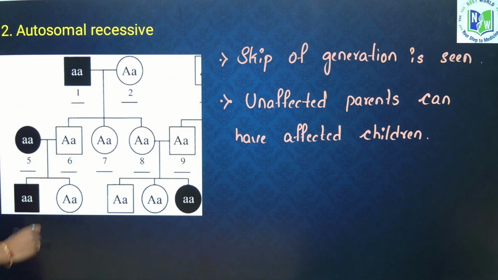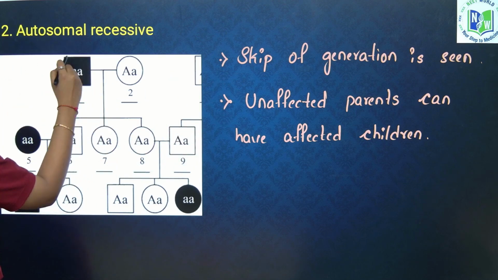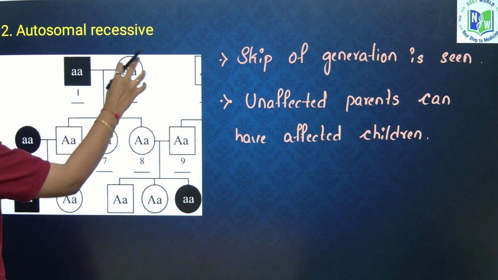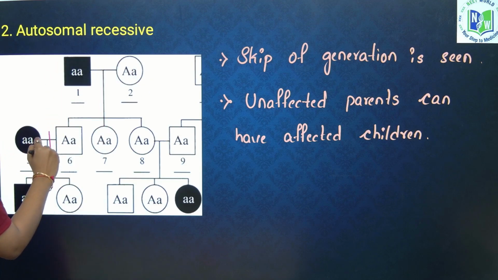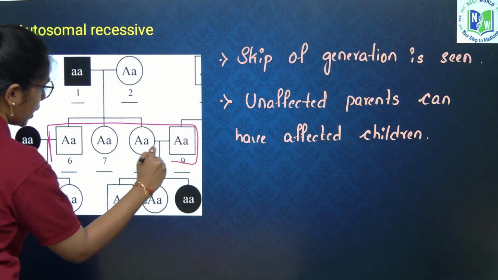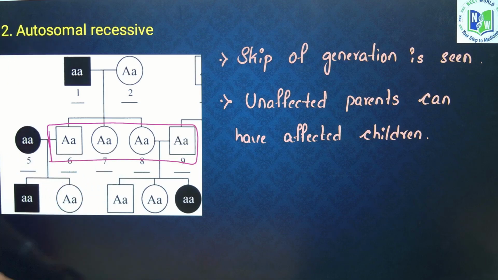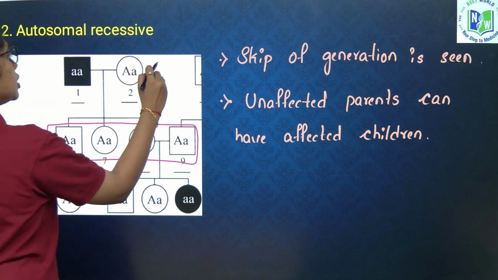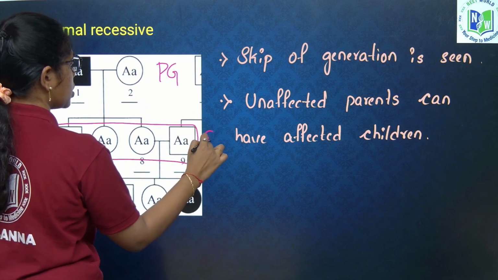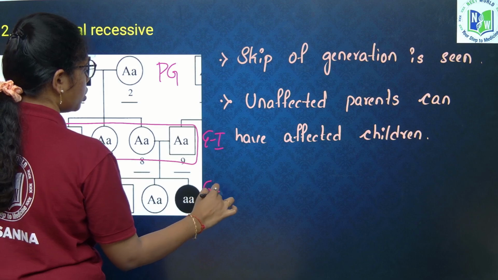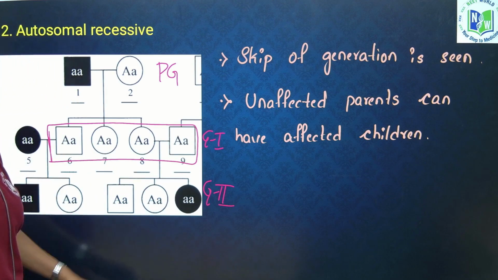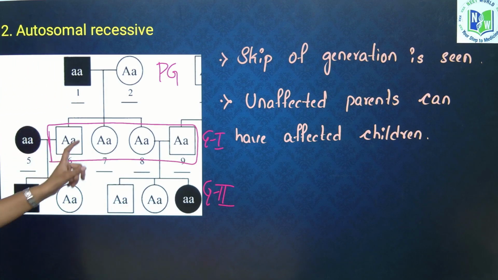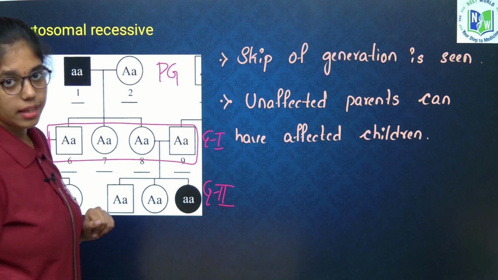If you clearly see, this is a homozygous affected, autosomal recessive affected parent, and an unaffected parent. See, these are the offspring of this parent, and they are unaffected. So the skip of generation is seen. This is the parental generation, generation 1 and generation 2. So skip of generation can be seen in the autosomal recessive disease.